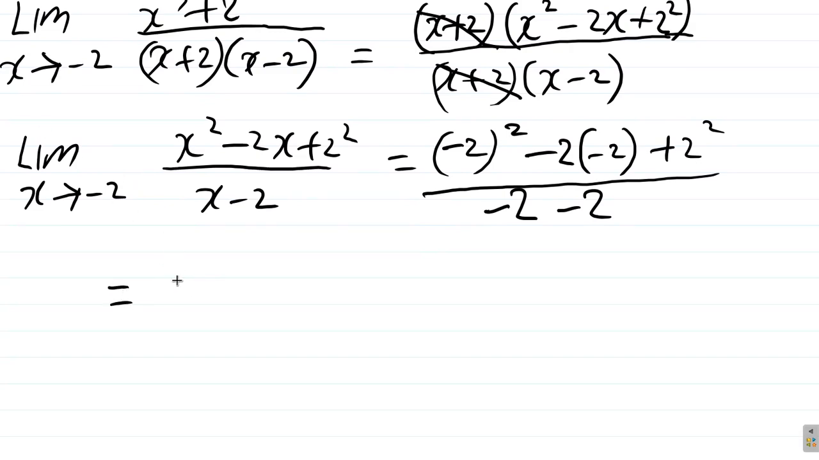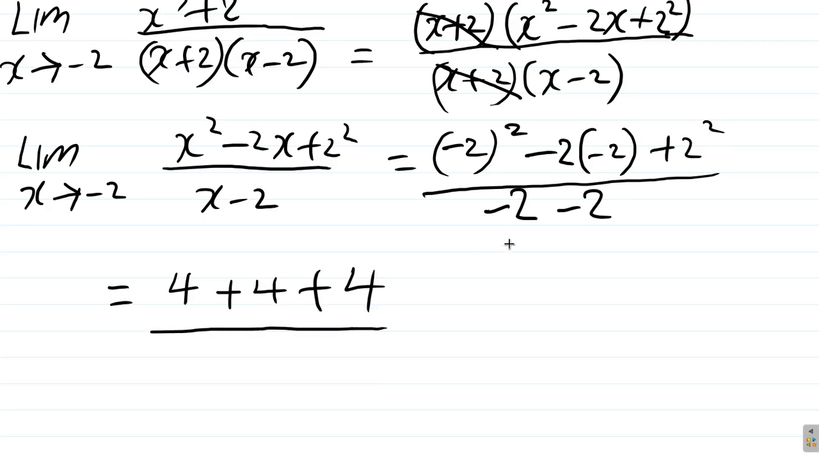This is equal to negative 2 squared is 4. 2 times negative 2 here is plus 2, is 4, plus 2 squared gives you 4, divided by negative 2 minus 2, which is negative 4. So up top, 4 plus 4 plus 4, that would be 12, divided by negative 4. And you have here 4 into 12, negative 3.